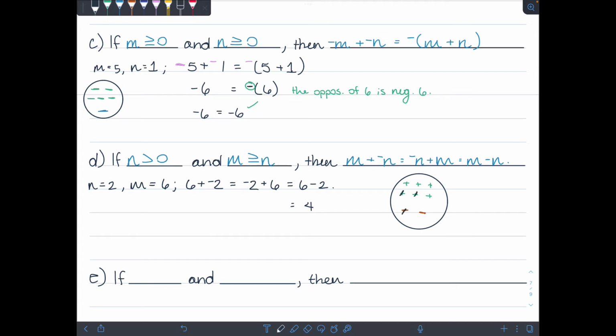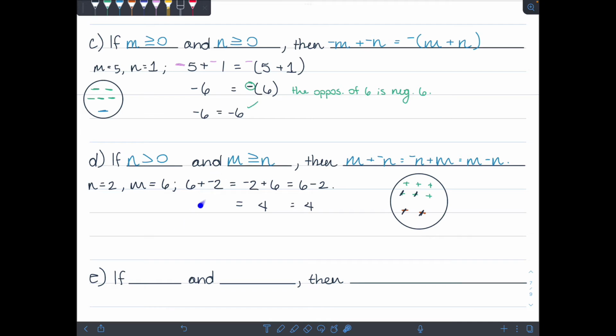Now, let's see how many cancel each other out. These two cancel, and these two cancel. How many charges, number value wise, are left? We got 1, 2, 3, 4. 4 charges left. Are these positive or negative? Positive. So we leave that 4 as is.